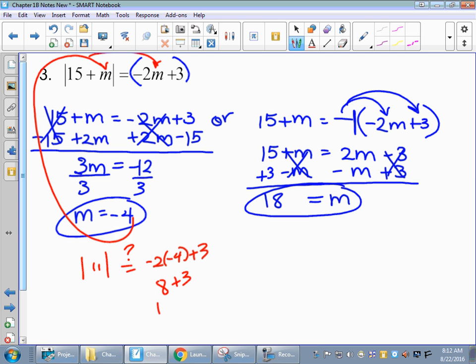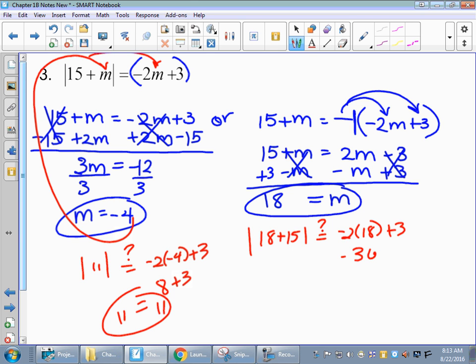8 plus 3 is 11, and the absolute value of 11 is 11, so it checks out. So negative 4 works. When I check 18, I'm wondering if the absolute value of 18 plus 15 is equal to negative 2 times 18 plus 3. Well, this is negative 36 plus 3, which is negative 33.